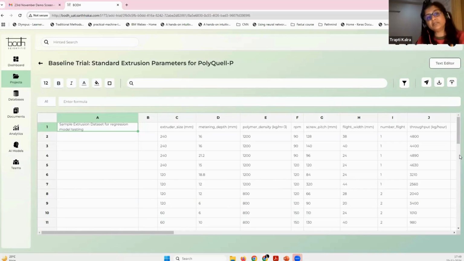So you have a project, you have experiments. For each experiment, you can manage all your trial data here. And then the beauty of the tool is that given this trial data, if we want to simulate and create any kind of AI models, we can do that.